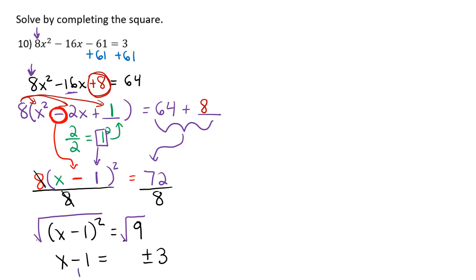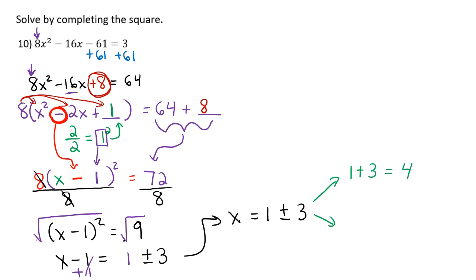We're then going to go ahead and add the 1 over to get x by itself. So now we have x equals 1 plus and minus 3. Now, since we have a bunch of whole numbers here, there's no radicals, we need to split it off to find those actual x values, those actual x-intercepts, where we would have 1 plus 3, which is 4, and 1 minus 3, which is negative 2. And so those are the two x-intercepts for this quadratic.